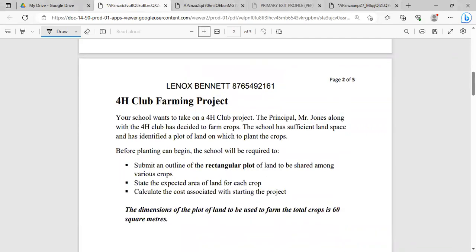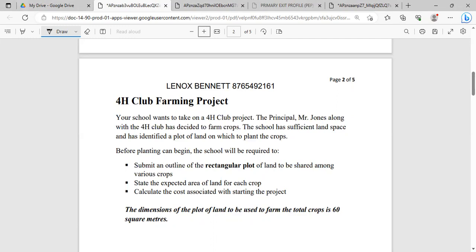It says a 4-H farming club project. Your school wants to take on a 4-H club project. The principal, Mr. Jones, along with the 4-H club, has decided to farm crops. The school has sufficient land space and has identified a plot of land on which to plant the crops. Before planting can begin, the school will be required to: 1. Submit an outline of a rectangular plot of land to be shared among various crops. 2. State the expected area of the land for each crop. And 3. Calculate the cost associated with starting the project.